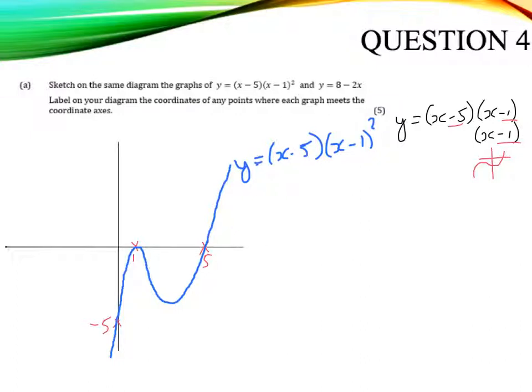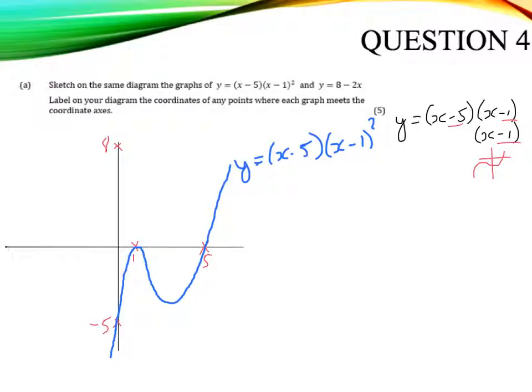Okay, let's have a go at doing the other one now. I'm going to change colours so we can do this in a little bit more detail. y equals 8 minus 2x. So that means we're going to cross the y-axis at positive 8, which I'm going to say is up here. So here's positive 8.